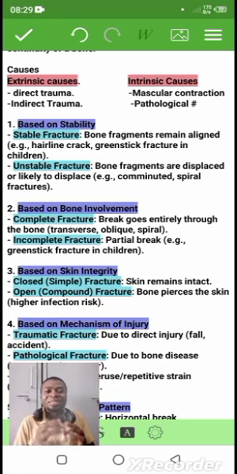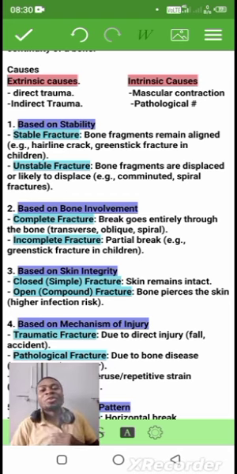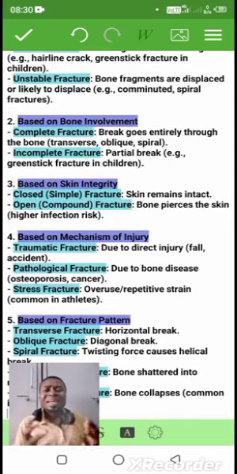Now the third one is based on skin integrity. If a bone remains inside the skin without breaking out, we call it a closed fracture or a simple fracture. The skin is intact. But the open fracture, also called a compound fracture, means the bone pierces the skin. And this one has a higher risk of infections.